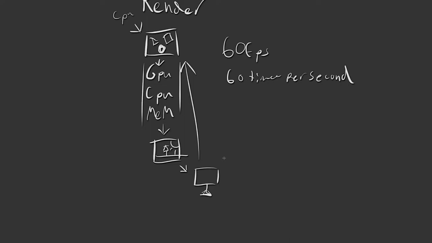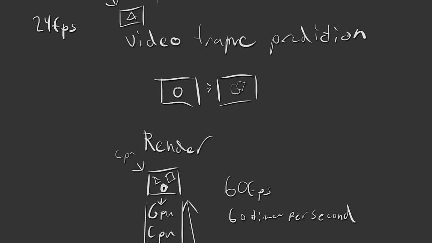Now, there's a lot of tricks that we end up doing, especially at 30 FPS, to make this sort of work. And we do have motion blur in video games. However, it's not predictive.